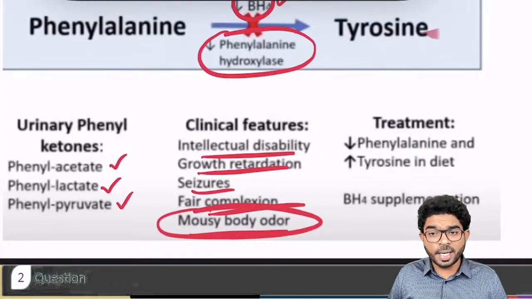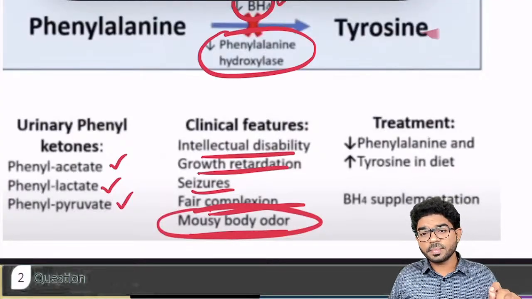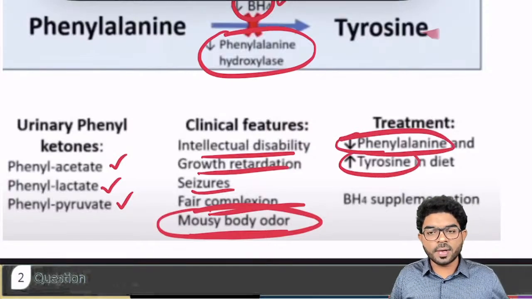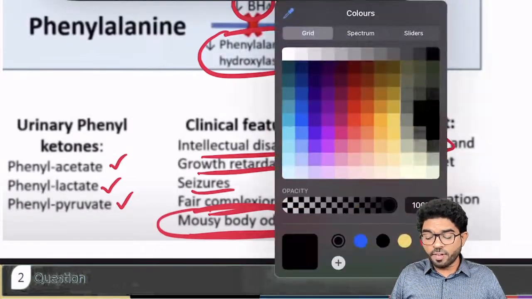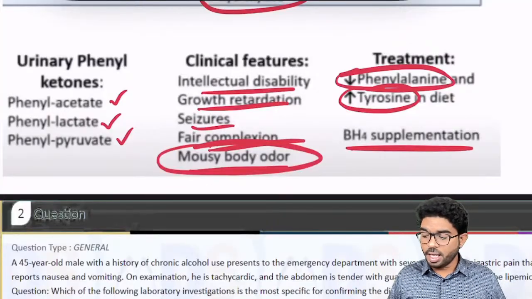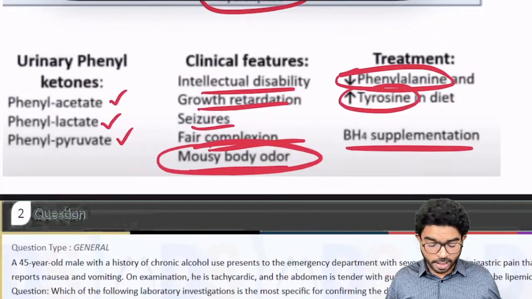So what is the treatment? There is phenylalanine being accumulated and the tyrosine is being reduced, so I'm going to do the opposite. I'm going to reduce the phenylalanine and increase the tyrosine. If there is any issue with BH4, I'm going to give BH4 supplements which are required for the baby. I hope this is very, very clear. So the first question is done.